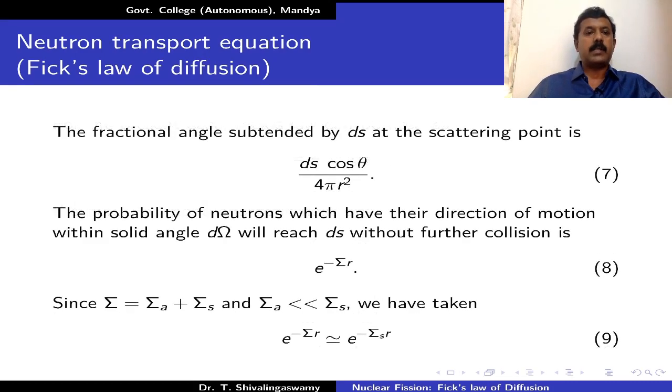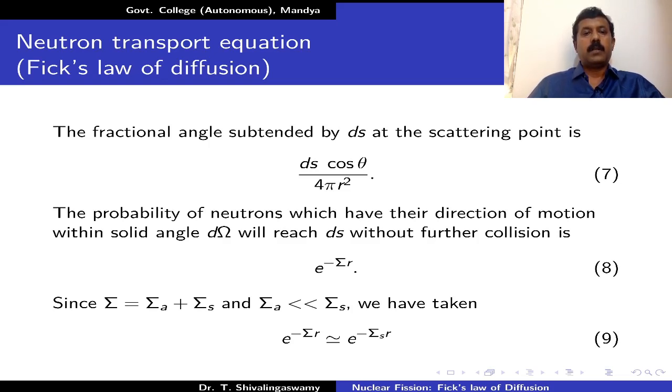And the second thing is the fractional angle subtended by ds at the scattering point, that is at dV. We have imagined a sphere around the elemental surface ds, which is kept at the origin. Therefore, the total area is 4 pi r square, and the area subtended by ds with respect to dV is ds cos theta. And you can notice that it is maximum when theta is 0, because cos 0 is 1.